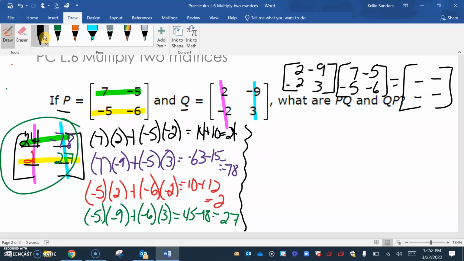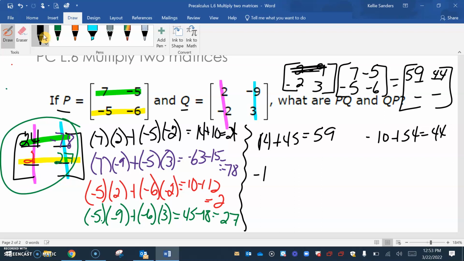So I'm going to do this without colors this time. So 2 and 7 is 14. Negative 9 and negative 5 is positive 45 equals 59. Then 2 and negative 5 is negative 10. Negative 9 and negative 6 is 54. So that's 44. So I've done all of row 1. Now we're going to do row 2.